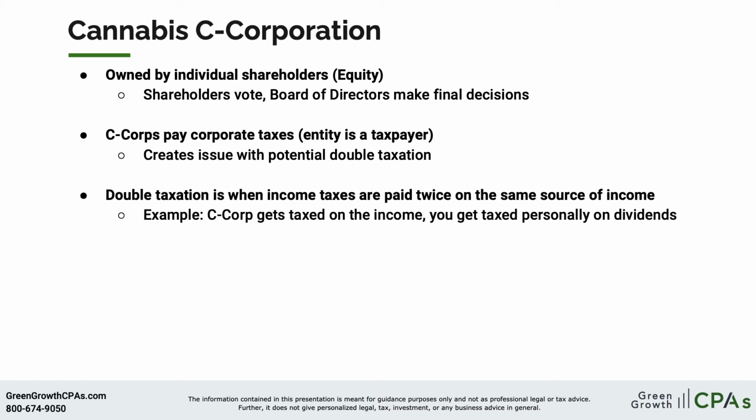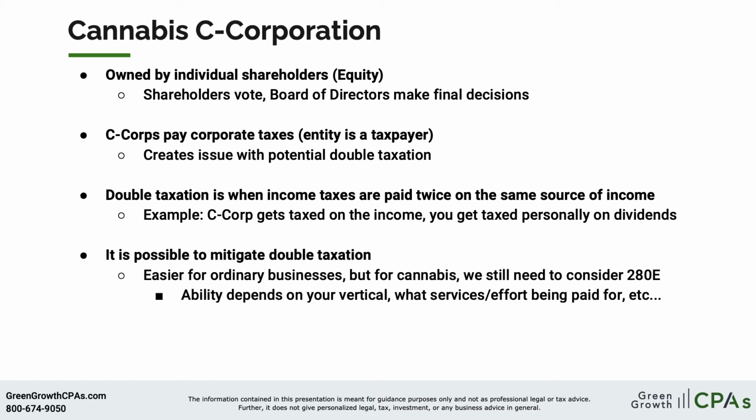What is double taxation? Double taxation occurs when your corporation has some type of accumulated profits. And then double taxation is a tax principle referring to income taxes being paid twice on the same source of income. For example, your Cannabis C-Corp gets taxed on the income it made from performing well and earning a profit, and then you get taxed on your personal tax return on, say, a dividend or some type of wage that you received as a result of that profit. Now, it's not the ideal scenario, but that's just the way that C-Corps work.